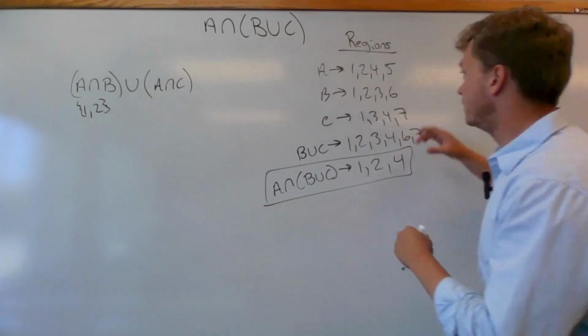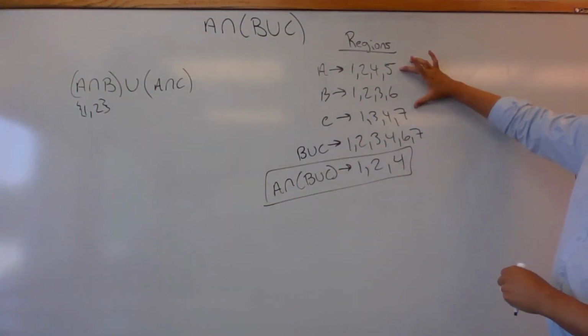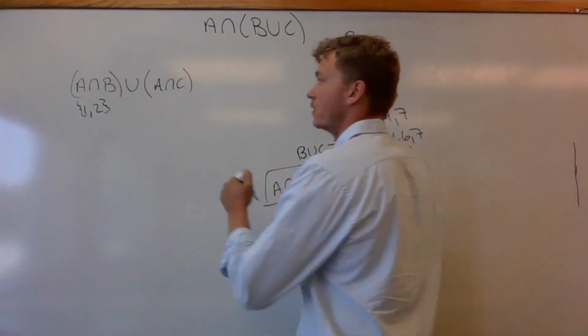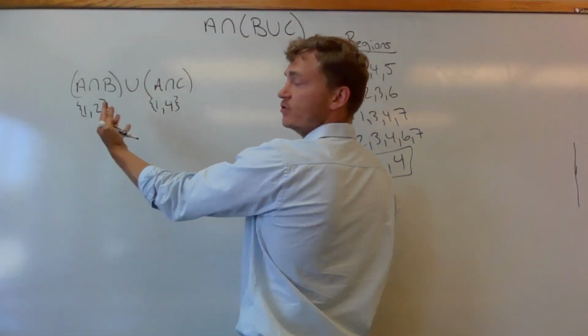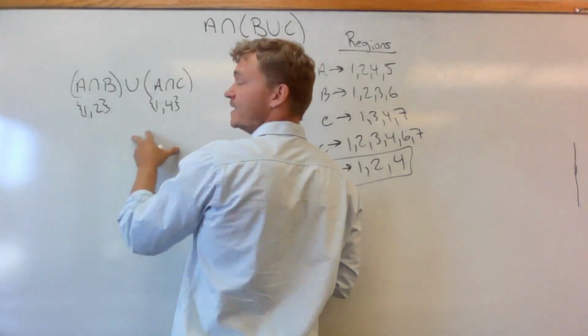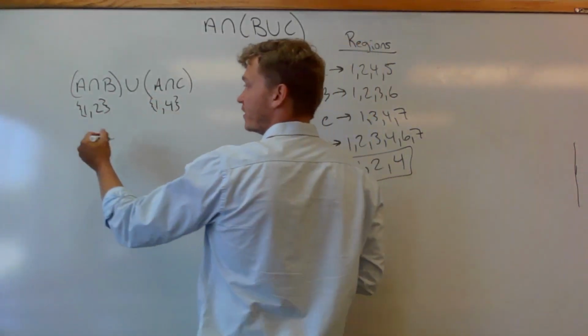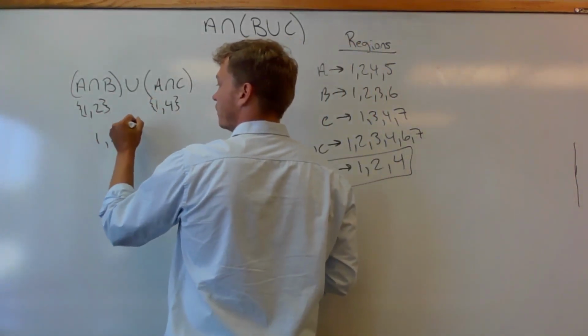For A intersect C here, what are the same? 1 and 4. I want to find the union of these two, so I'm going to bring these two sets together. That is, all the regions will be brought together: 1, 2, and 4.